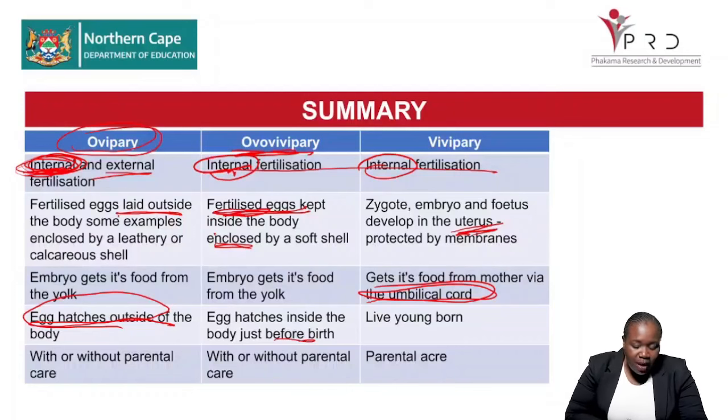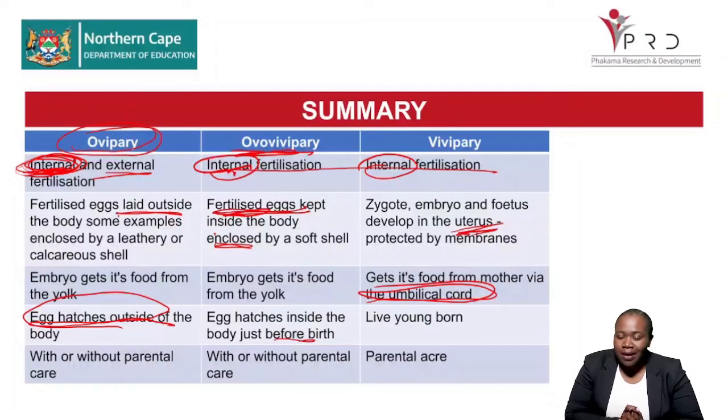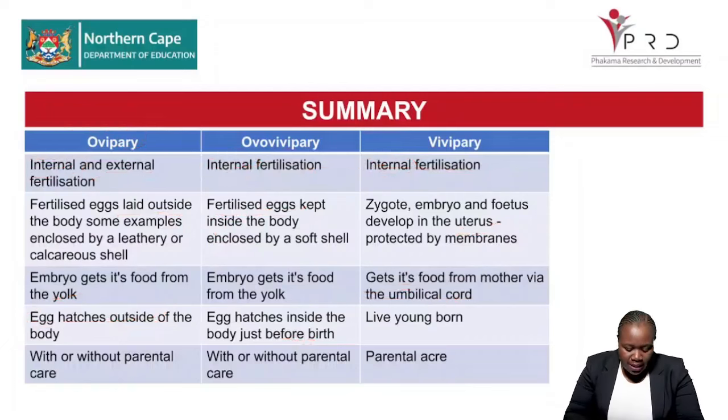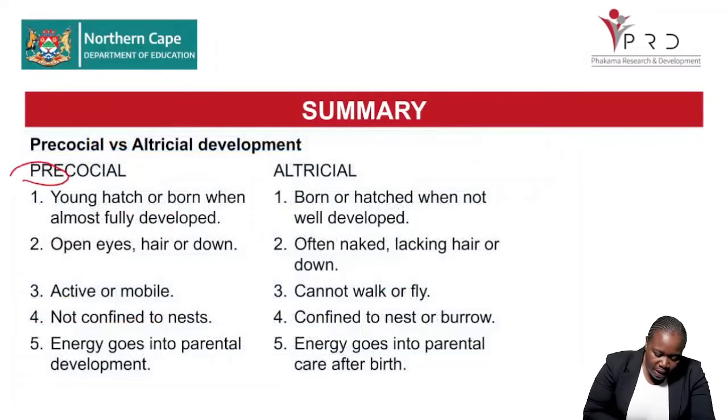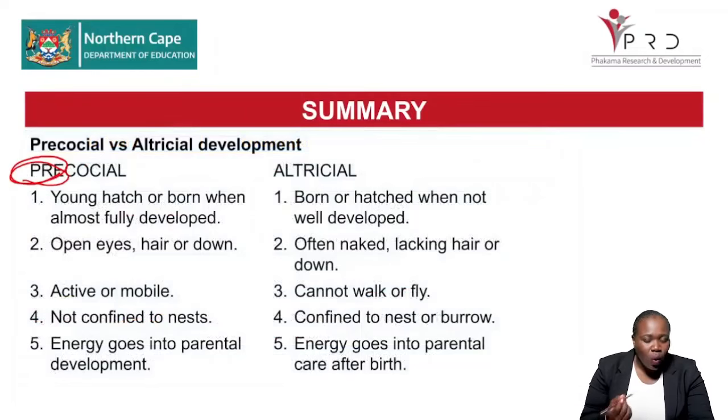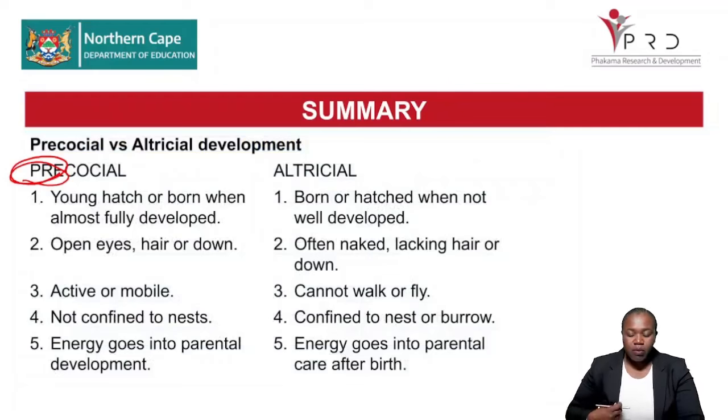And then with ovipary, there may not be parental care. With ovovivipary, there is parental care inside the mother's body. And lastly, with vivipary, there's always parental care inside the mother's body. With precocial and altricial, pre means prepared, well developed, and then altricial will mean poorly developed. How do we see that?